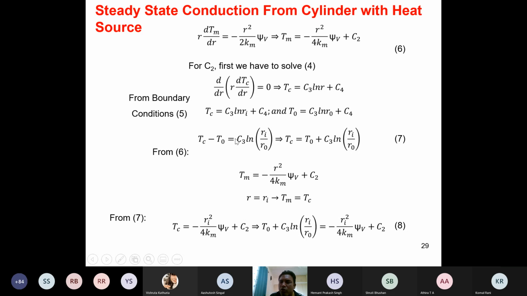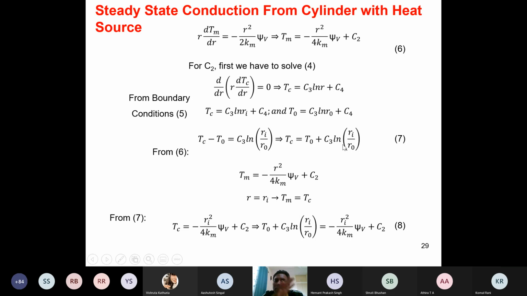So we have got rid of this C4. Remember our unknown is C3. So we will keep this unknown C3 till the end, unless we have matching with respect to the temperature distribution of the metal wall and the insulation. Till that point we will keep this C3 as unknown. So by subtracting these two equations, Tc minus T naught is going to be C3 ln Ri by R naught. So by rearranging, what we get is Tc equals to T naught plus C3 ln Ri by R naught. So in this equation both are unknown. Tc is unknown as well as C3 is also unknown. Okay, so this is equation number 7.